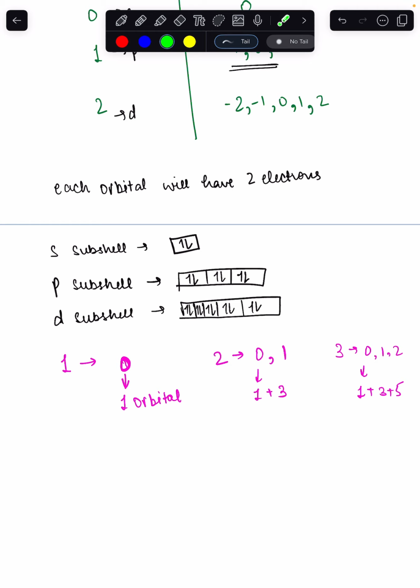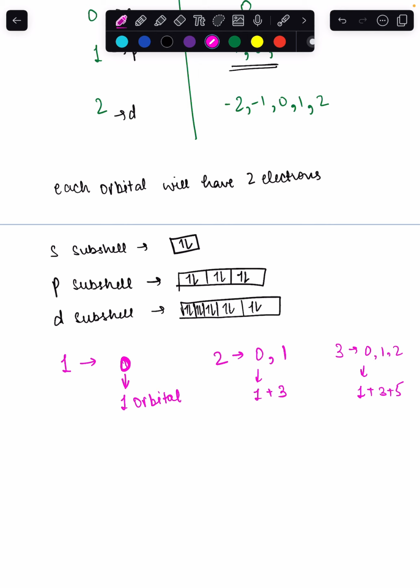For 4 you will have the first 4 odd numbers, for 5 you will have the first 5 odd numbers, and so on. And I think in 6th or 7th class maths we learned that the sum of the first n odd numbers is going to be n square, right? So the sum of the first n odd numbers is n square, which means that we will have n square number of orbitals. Are you getting my point?